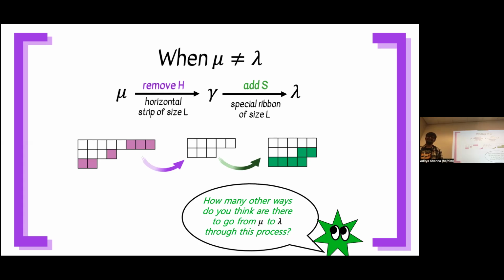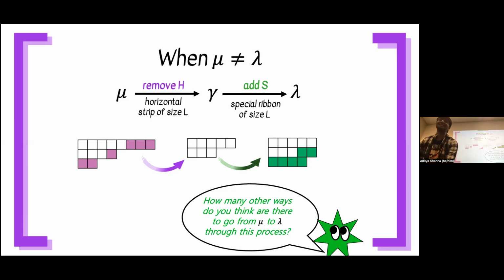Other way? That's a good guess. Just shifted like this. Yeah, right? I could remove a different horizontal strip and add a different special ribbon, but I want to end up at the same shapes. There are so many ways I could be doing that, right? Maybe I start by removing this horizontal strip, then I get a different intermediate shape, and then add a special ribbon that finally gets me there. So how many different routes are there?